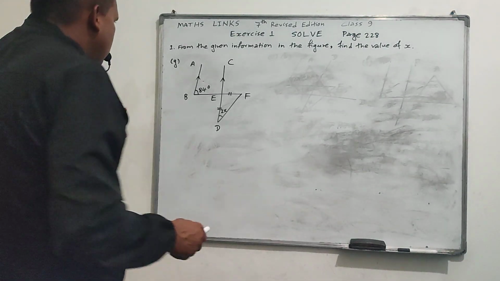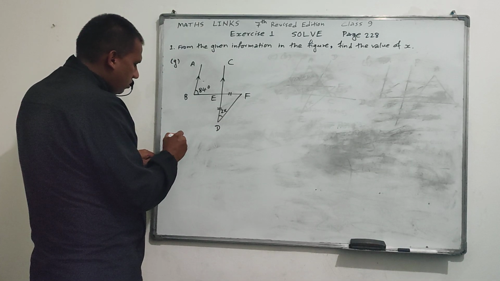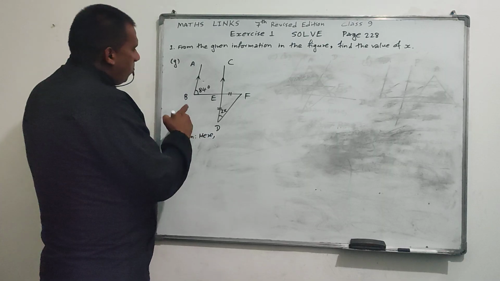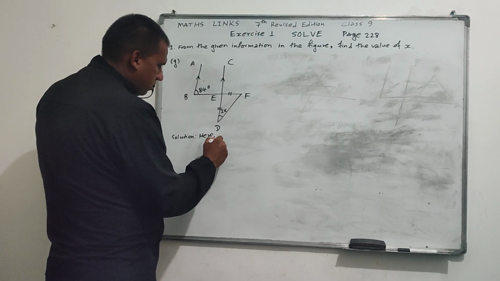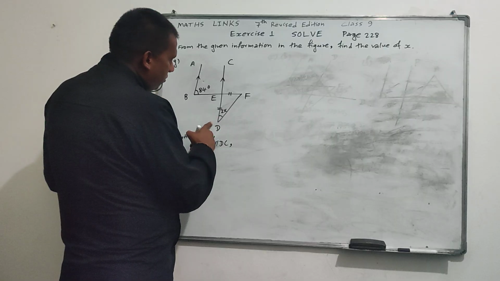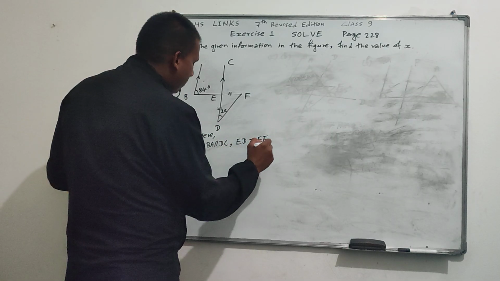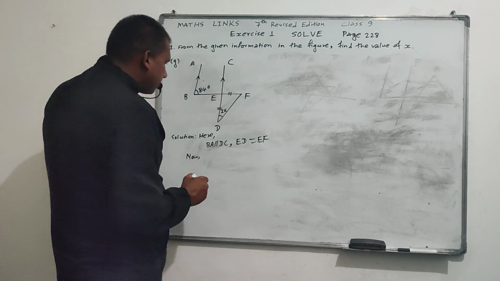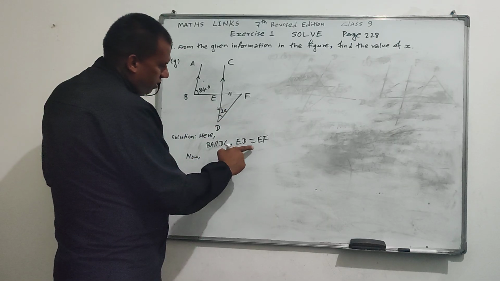Now, question number 1G. In this figure, we have to find the value of x. Now, its solution. Here BA is parallel to DC. ED equals EF. This is given. Now, to find the value of x, triangle EDF is an isosceles triangle since ED equals EF.